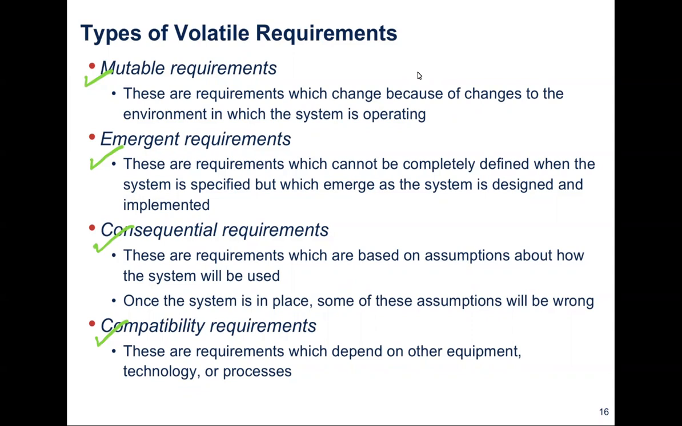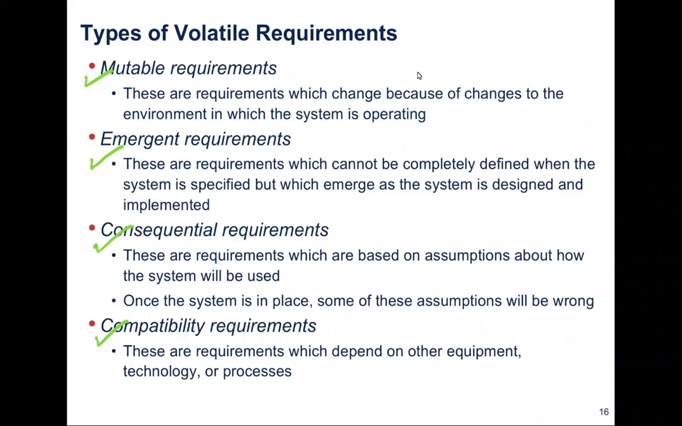On the other hand, emergent requirements are those requirements which cannot be completely defined when the system is specified, but which emerge as the system is designed and implemented. So emergent requirements are volatile because when the system was initially initiated, we don't have a clear definition for such requirements. But those requirements have emerged, like we were able to define them at this moment, or we were able to see them coming in the system. So maybe at some point those requirements want to change, but they are emerging. They are now linked to the system.